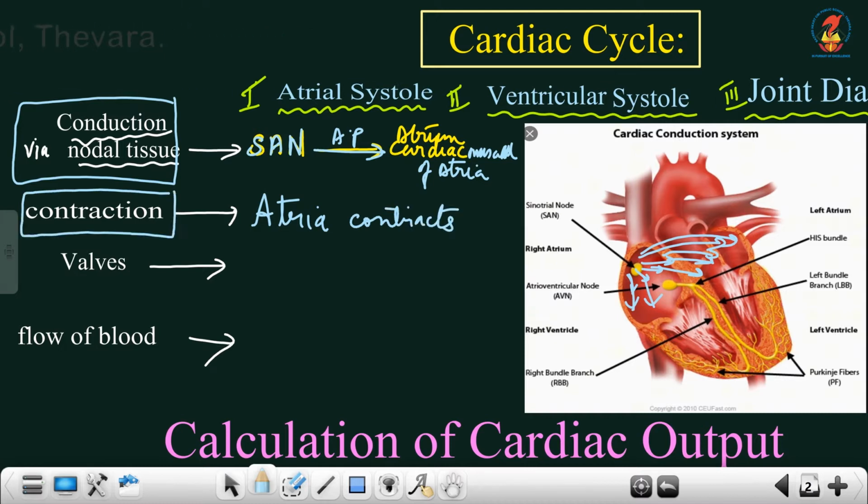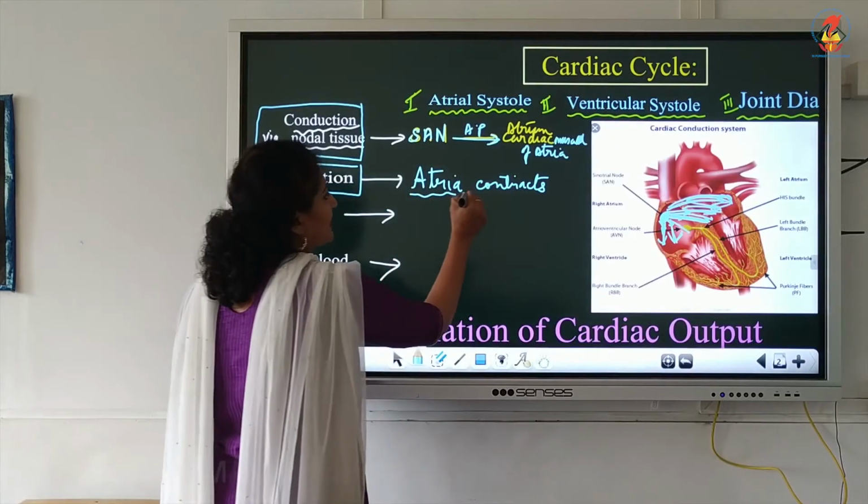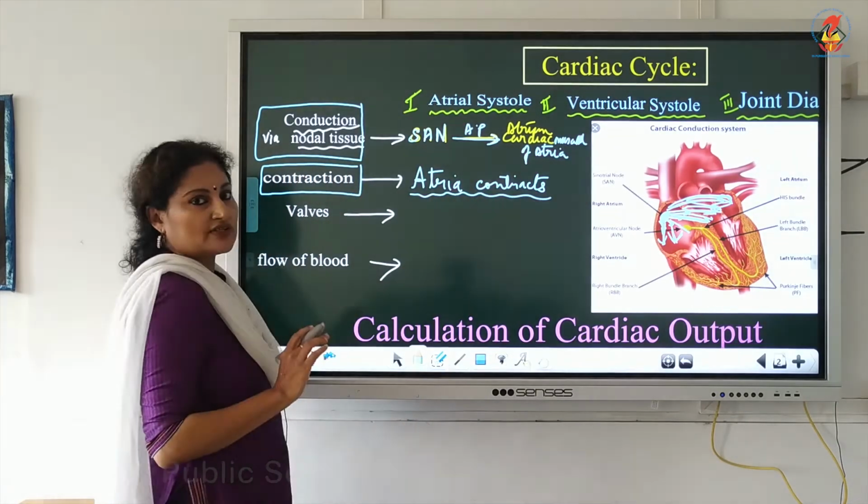So, my second point is which chamber contracts? It is the atria that contract. So, you have to correlate with the nodal tissue. Once again, this SA node initiates the action potential, which is propagated to the different parts of the atrium, that is, the right atrium and the left atrium. Because it is propagated, what happens to the musculature of both the atria? It contracts. So, this brings about the atrial contraction, both the atria contract.